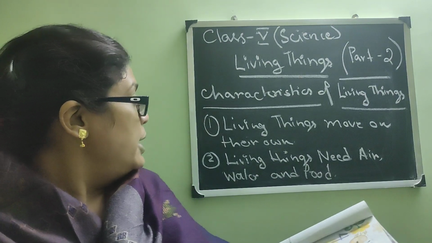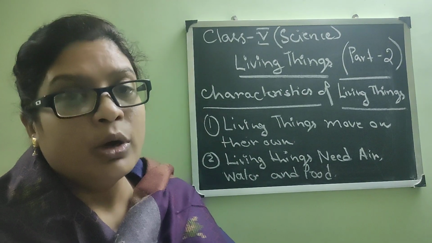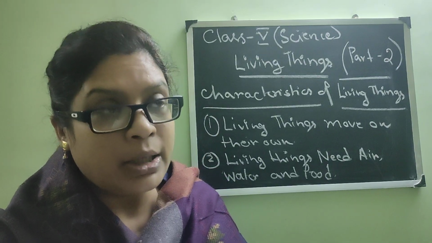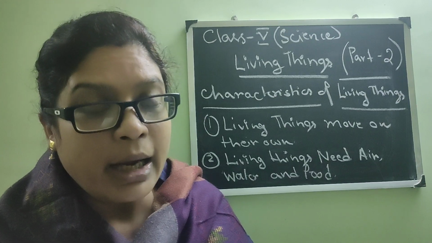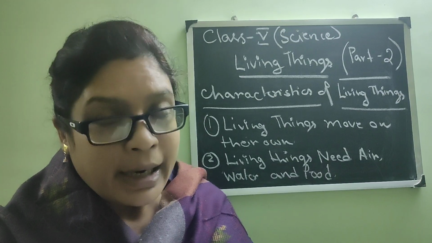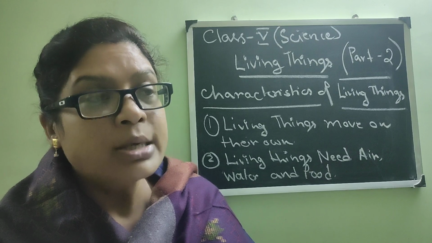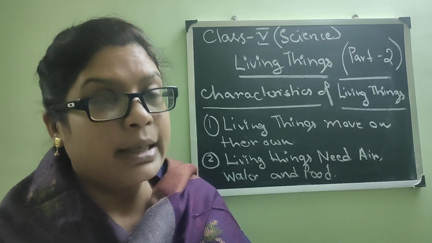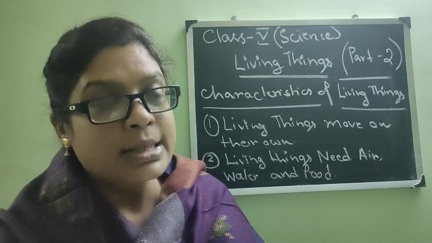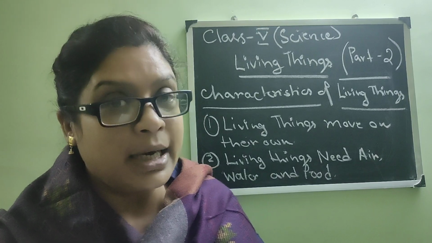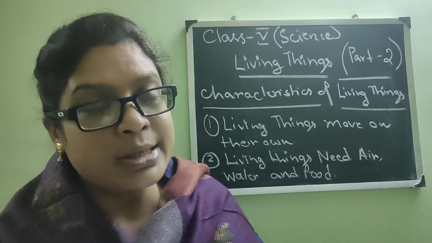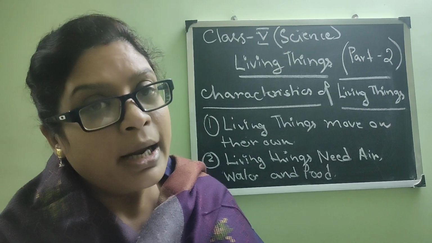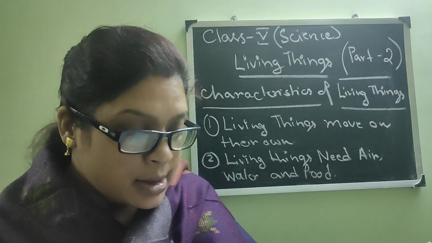Now the next point, living things need air, water, and food. See, it is obvious, we need water to drink, otherwise without water animals will die, human beings will die. We need air to breathe in and out, isn't it? Because we are breathing in oxygen and breathing out carbon dioxide. In the online class, I explained inhalation and exhalation: inhalation of oxygen and exhaling of carbon dioxide. So all these are air which we are getting from our surroundings.